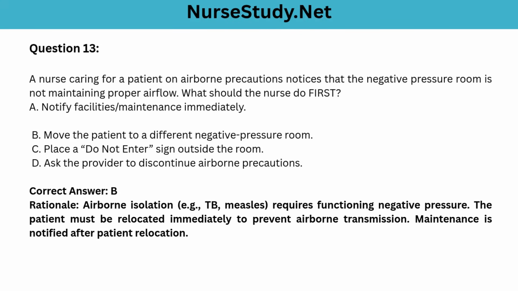Correct answer: B. Rationale. Airborne isolation, e.g., TB, measles, requires functioning negative pressure. The patient must be relocated immediately to prevent airborne transmission. Maintenance is notified after patient relocation.